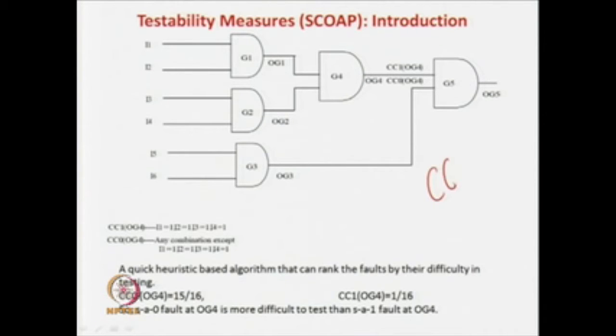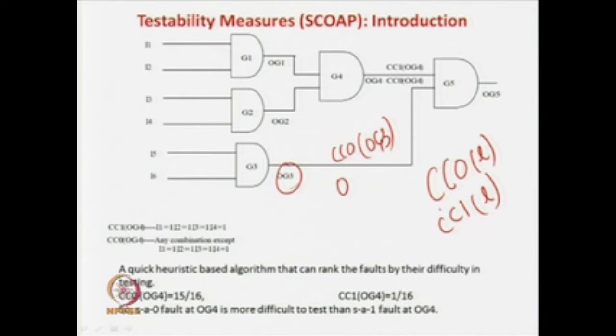So, when we say CC0, that is actually called combinational controllability of 0. And if you say CC1, then we say that it is combinational controllability of 1, and we also put a line L, that is a net L. So, if we say CC0 of OG3, what does it mean? It will mean how difficult it is to get this line to get the value 0, combinational controllability of 0 for this output. The name of this output is this one.